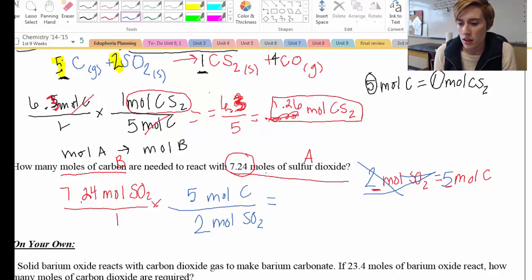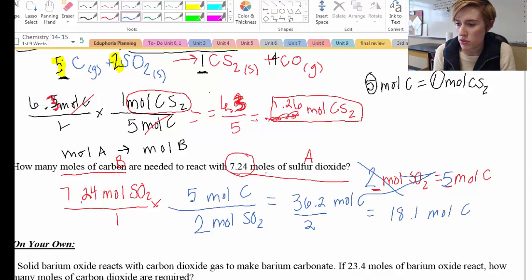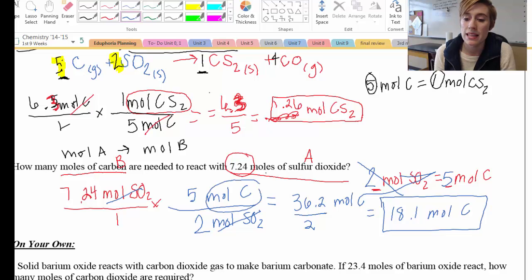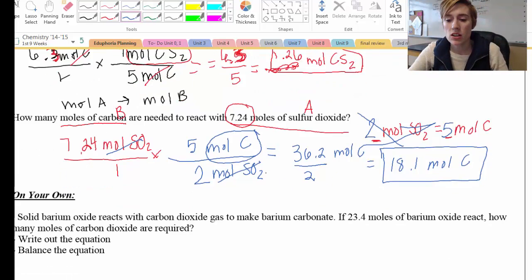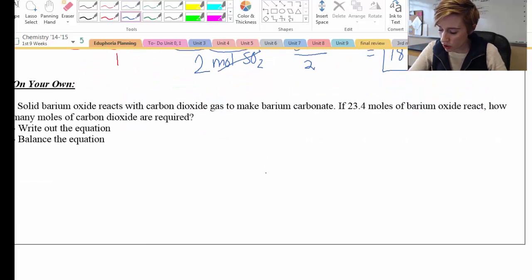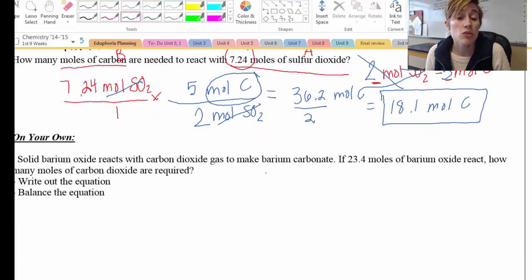Okay, when I multiply the top, I'm going to get 36.2 moles of C divided by 2, which gives me, when I divide them, 18.1 moles of carbon. And again, I know my unit's moles of carbon because I canceled out moles of SO2 and I was left with moles of carbon. So now what I'd like y'all to do is to do the on your own problem here at the bottom. It's going to require you to write out the equation and balance the equation before you actually solve the problem.